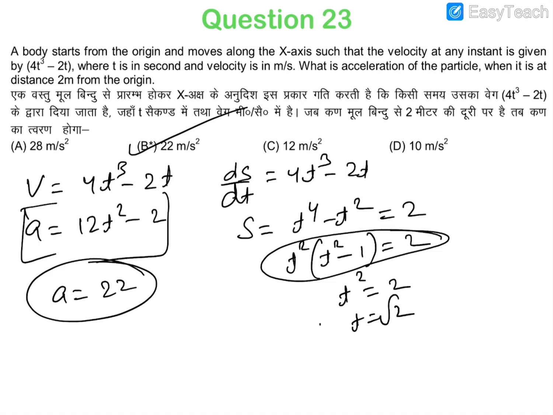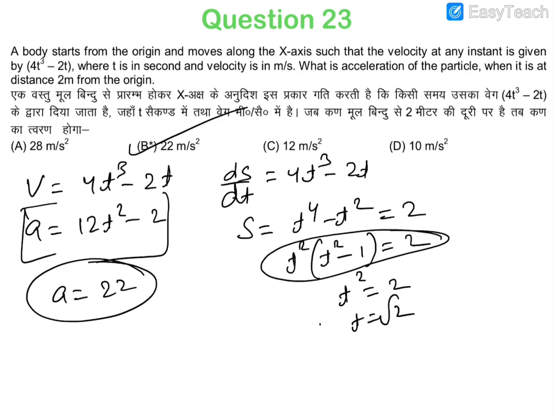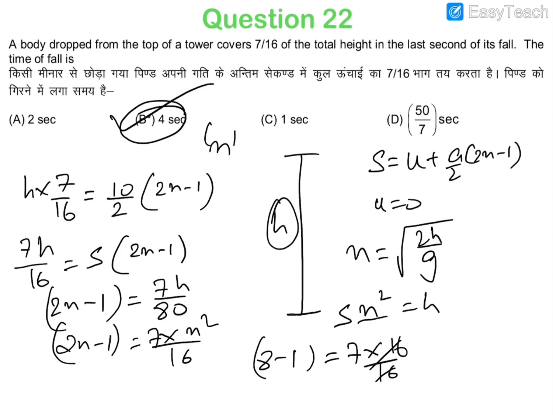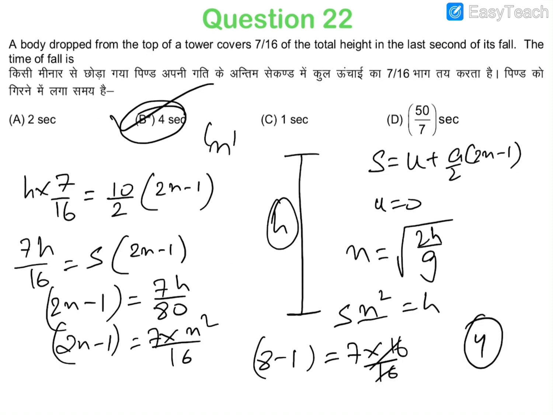Now we move on to the next question. In this question, the correct answer is 22 because it is an integer type of question. And in this question, the correct answer is 4. Okay. And this is 75.